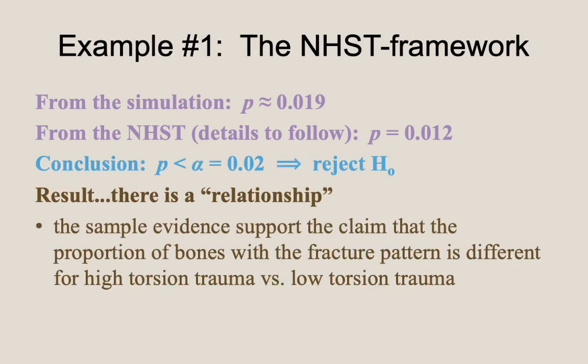Now, if we do reject the null in this context, that means we reject the assumption that the variables are not related to each other. If we reject this, we are essentially saying that the variables are related to each other. So the conclusion, restated, would be that the sample evidence supports the claim that the proportion of bones showing the fracture pattern is different for low versus high torsion trauma. In the next presentation, we'll break down the process of the chi-squared test statistic.